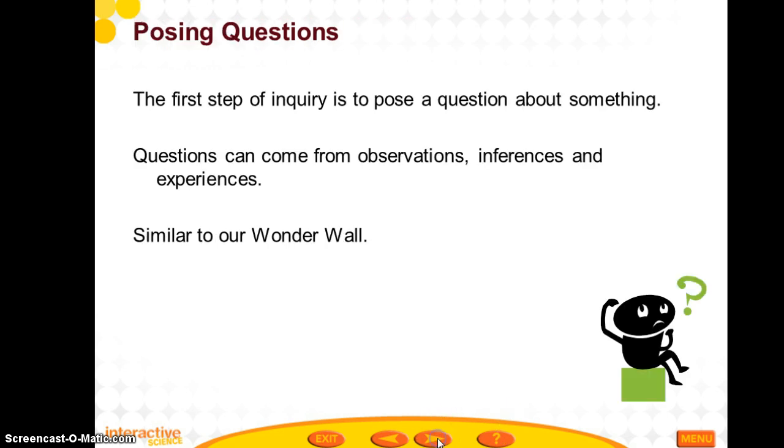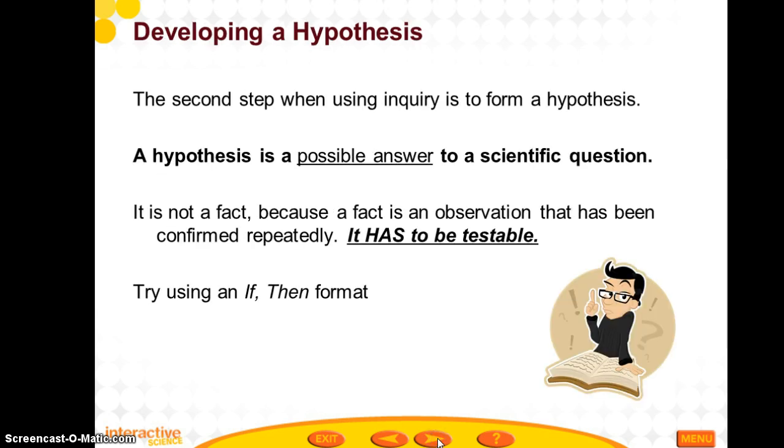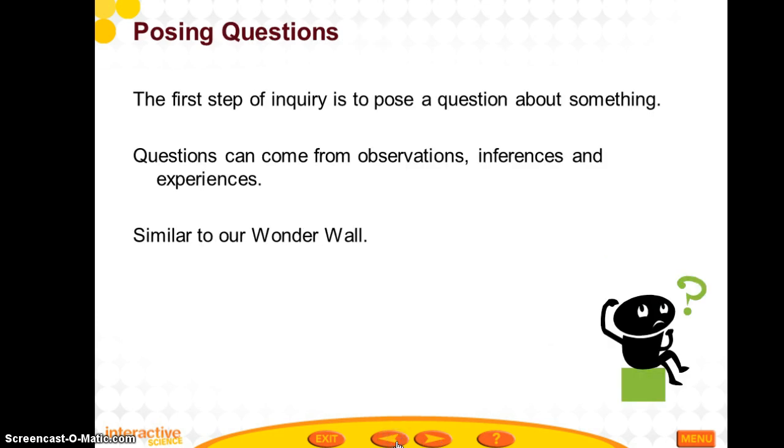This question can be about really anything. Our questions come from everything around us, everything in our natural world, and they're similar to our wonder wall. The key is that they are testable. We will typically test our question with a hypothesis. So we take our testable question, testable meaning it can't be answered with a yes or no, testable meaning that somehow it's going to create data for us.